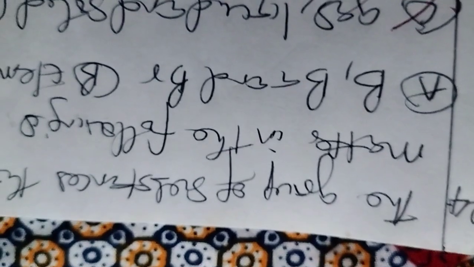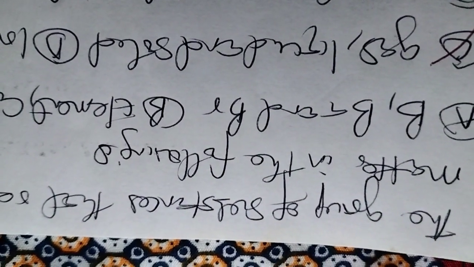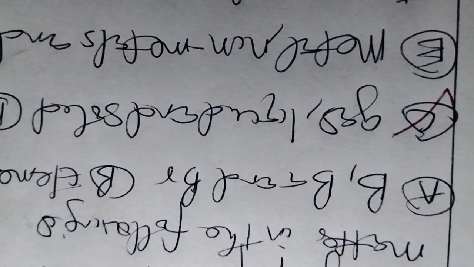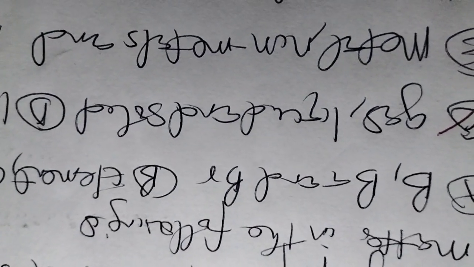Number 24. The group of substances that represents the states of matter in the following is A, boron, barium, and bromine, B, element, compound, and mixtures. C, gas, liquid, and solid. D, iron, oxygen, and tin. And E, metal, non-metal, and metalloids. The answer to number 24 is C. The three states of matter: gas, liquid, and solid.